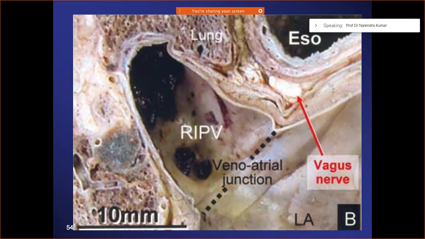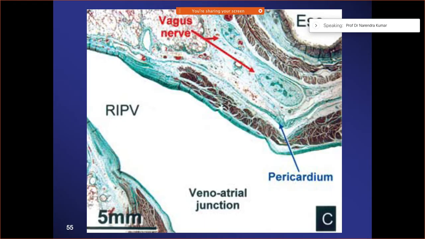Now, in this, they are trying to show the proximity of the right inferior pulmonary vein and how it is located relative to the different vital structures like the lung or the esophagus. And over here comes the vagus nerve. So if you are ablating in this area, you may also be causing damage to the vagus nerve. This is a very, very beautiful microscopic slide of that region, in fact.